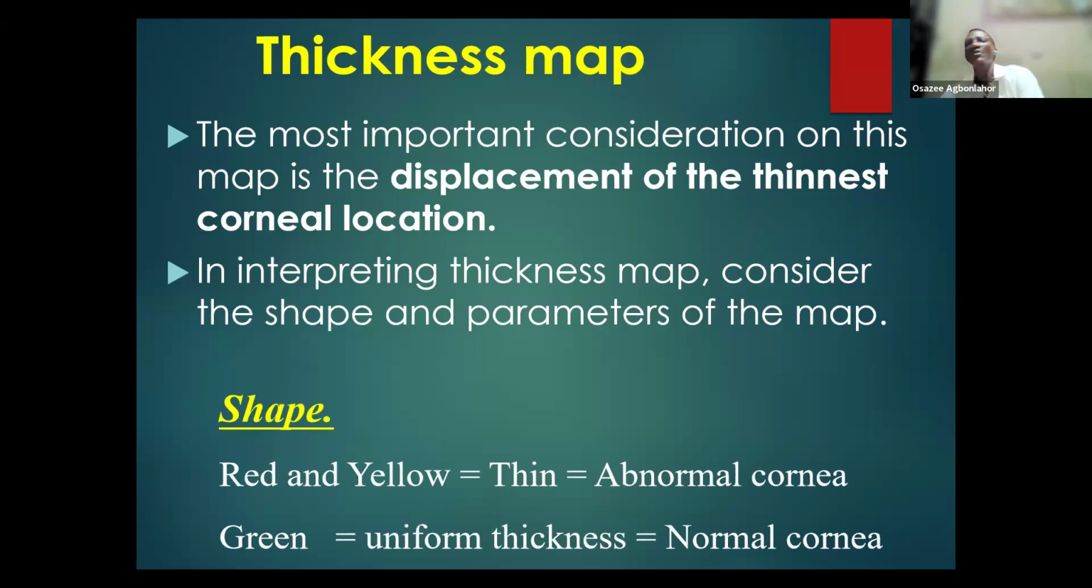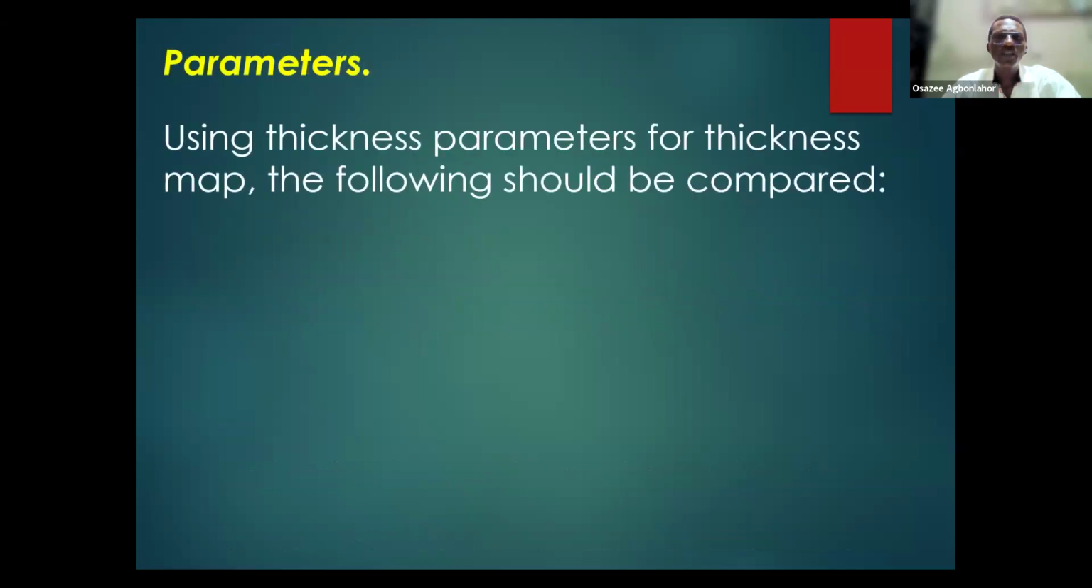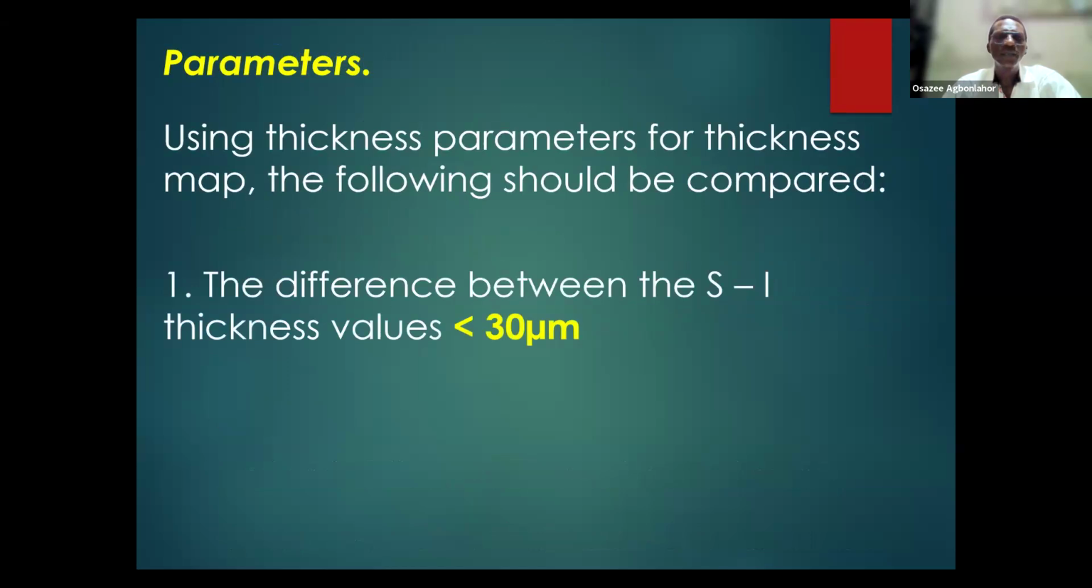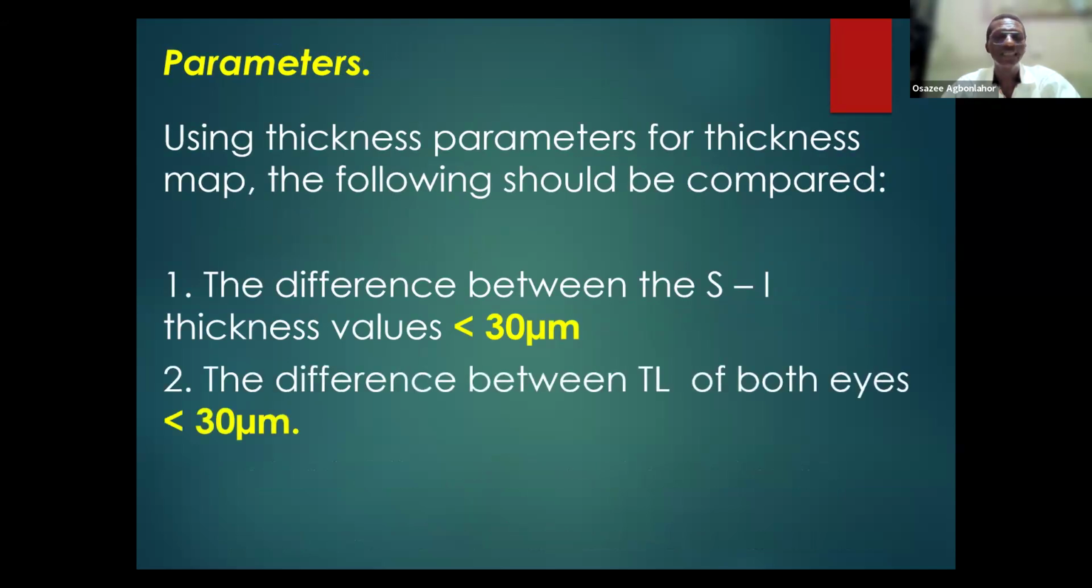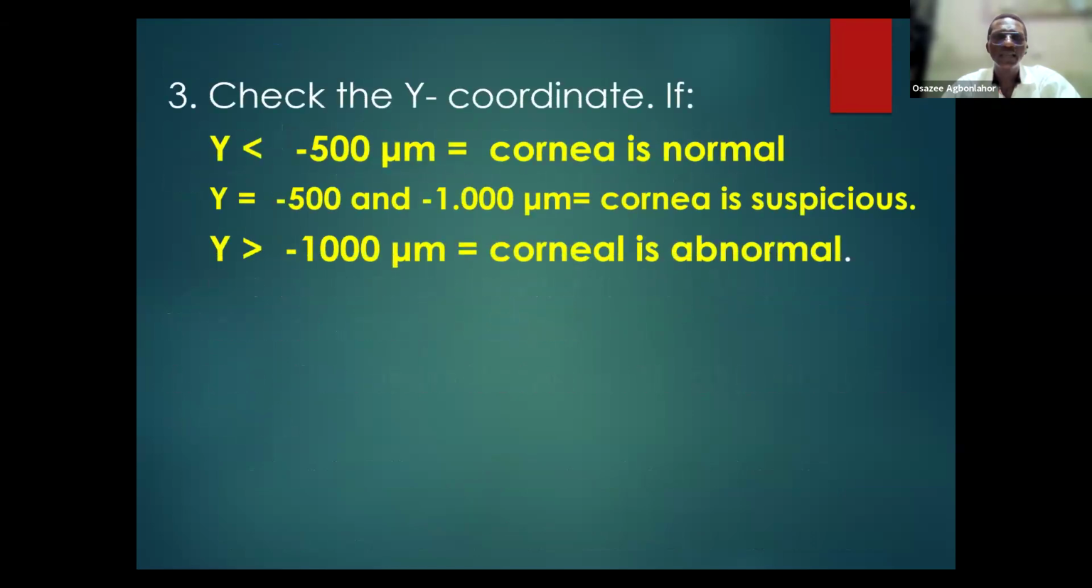Okay, so interpreting the thickness map, consider the shape and the parameters of the map. The shape will have red and yellow equals thin, and of course equals an abnormal cornea, while the areas that are green show uniform thickness, and that's for normal corneas. Using this map, the following should be considered. One, the difference between the thickness map of both eyes should be less than 30 microns, I beg your pardon, for you to consider it as normal. If it is more than that, then you are looking at an abnormal cornea.